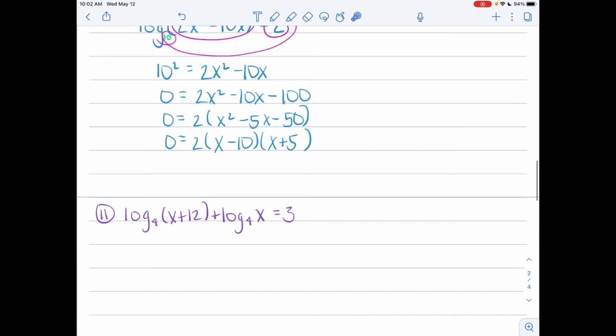All right, finally I can set each piece equal to 0. Remember that this 2 would just divide out since it doesn't have a variable there. You cannot just divide it out if it had a variable. You would have to set it equal to 0. So I have x minus 10 is equal to 0. That's going to give me x is equal to 10. And then x plus 5 equals 0 will give me x equals negative 5.